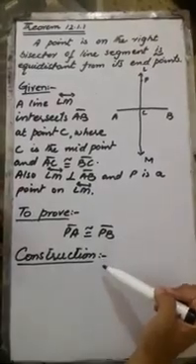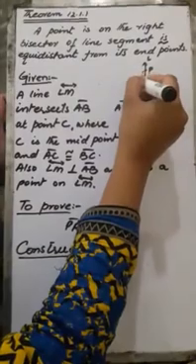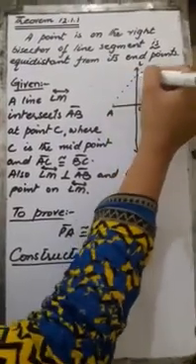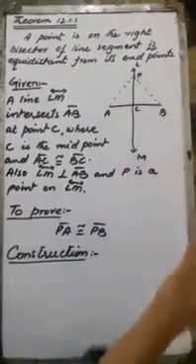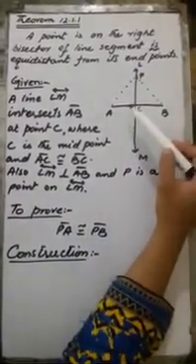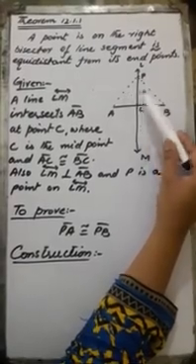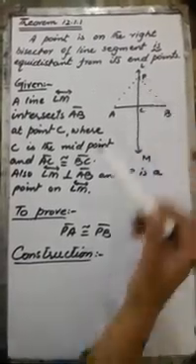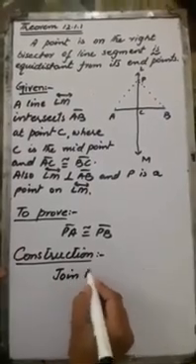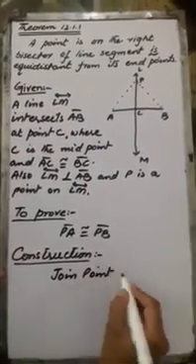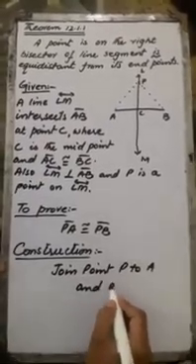Now we have to do some construction. We will join point P to point A and point P to point B. Okay class, remember this point. Whenever we do some construction in the diagram, we have to use the dotted line. Now in the construction we will write: join point P to A and B.